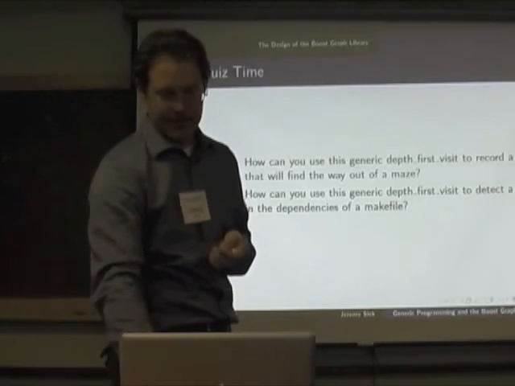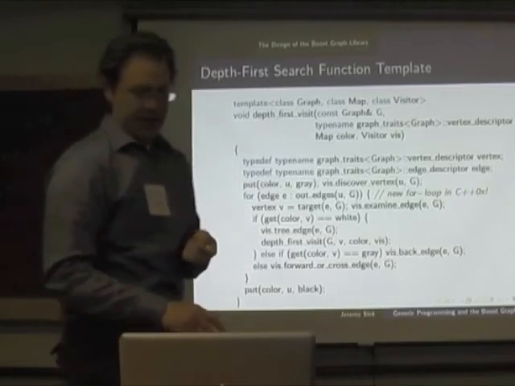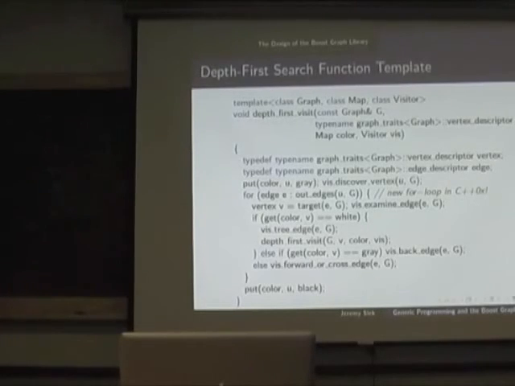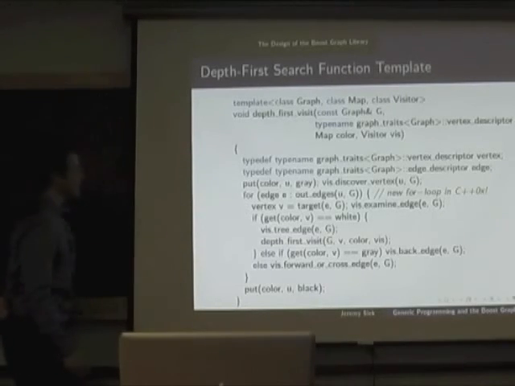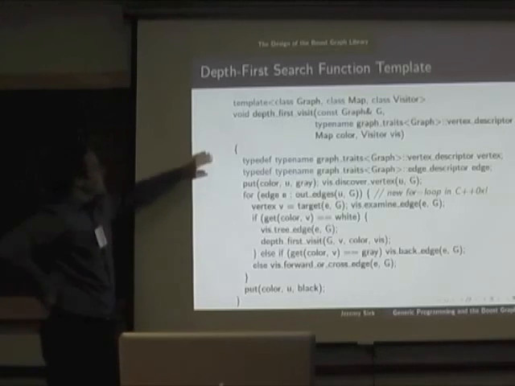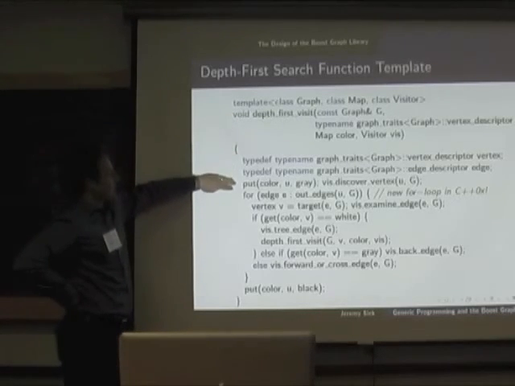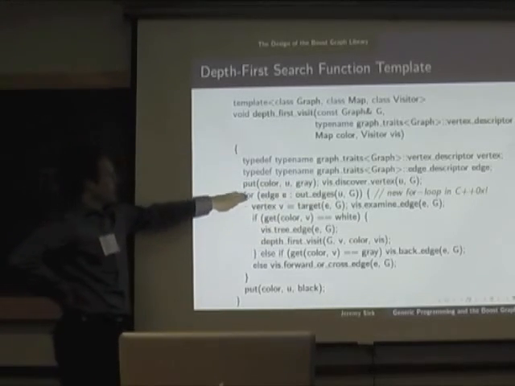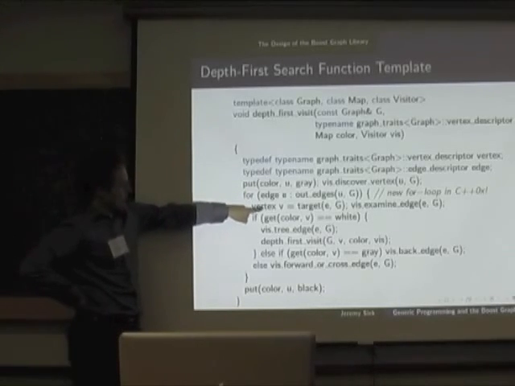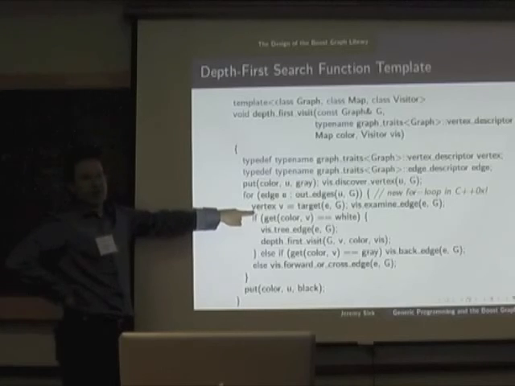Yeah, absolutely. All right, so here's the actual implementation of depth first visit. A little snazzed up. This isn't the way it looks in the header file. I had to put in the new for loop and stuff. So what's going on here? You're marking the vertex gray, calling that discover vertex event point. Then we're iterating over the out edges. We've got our target vertex V, checking whether the color's white or not.